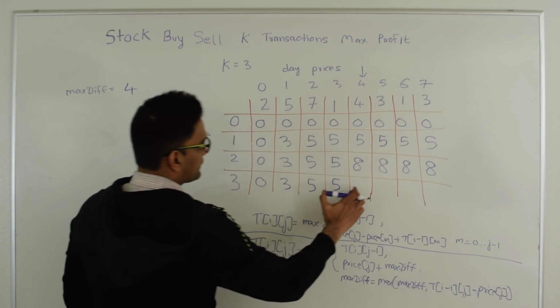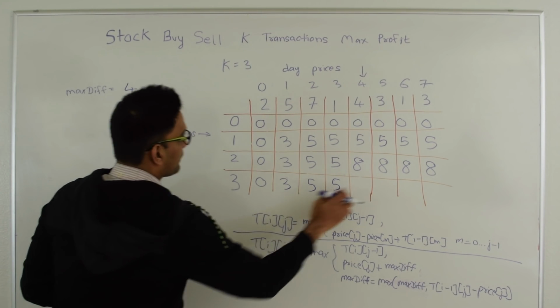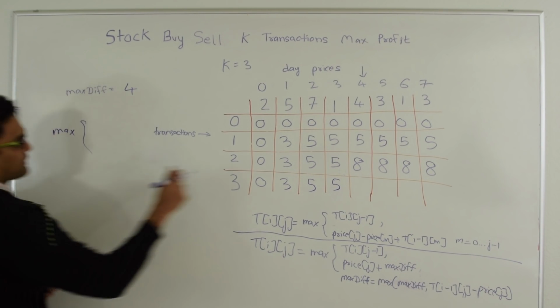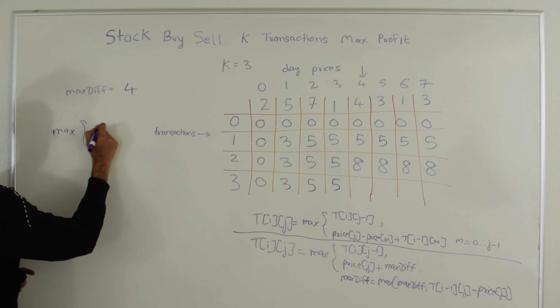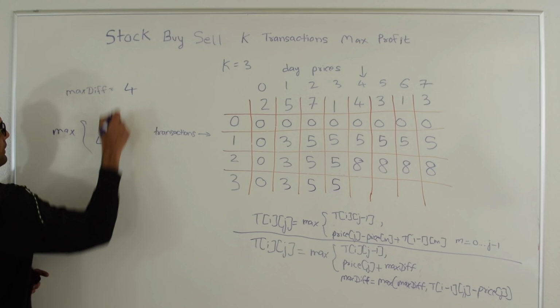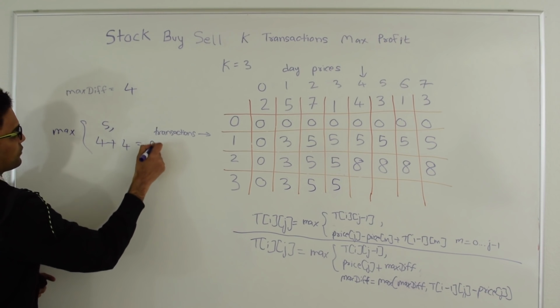So now let's come to this point here. In here, our max will be by not transacting at all on day 4, so that value is 5, or the price at day 4, so that 4 plus this max diff, which is 4, so this total becomes 8.